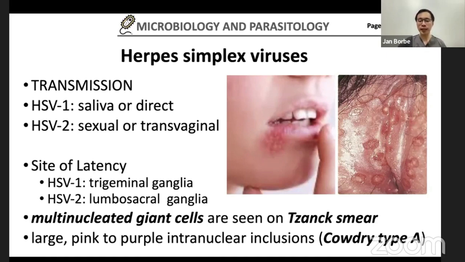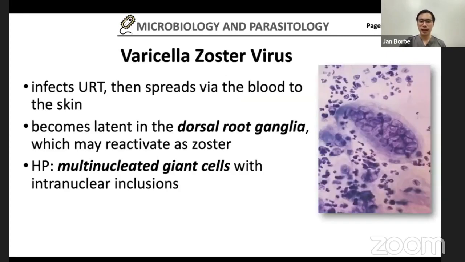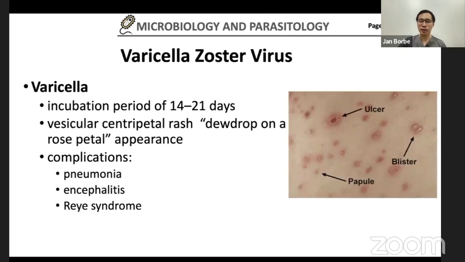Okay? Pwede tayo tanungin, what would be a simple, cheap, bedside test that you can perform in order to give a presumptive diagnosis of herpes simplex virus? Answer is your Tzanck smear. Okay? So varicella, may multinucleated giant cell din. This time, ang site of latency is the dorsal root ganglia. Napag-usapan na natin yung centripetal and the centrifugal. This one would have a dewdrop on rose petal appearance.